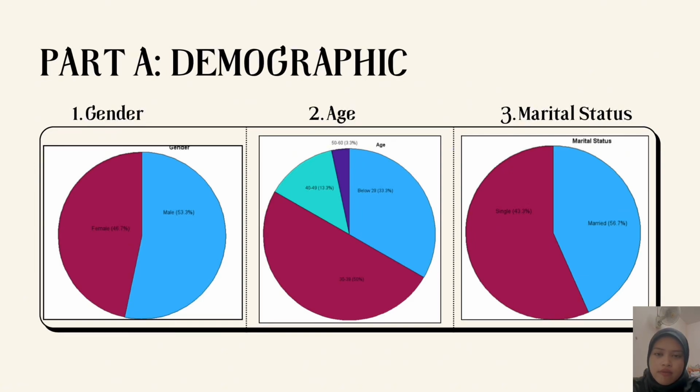Regarding age, 50% of respondents were between 30 and 39 years old, while 33.3% were below 29 years old. This shows an economically active group who are directly involved in employment, commuting, and housing decision making. For marital status, 56.7% of respondents were married and 43.3% were single. Married households typically have higher housing and financial commitments, making them more sensitive to affordability pressures.